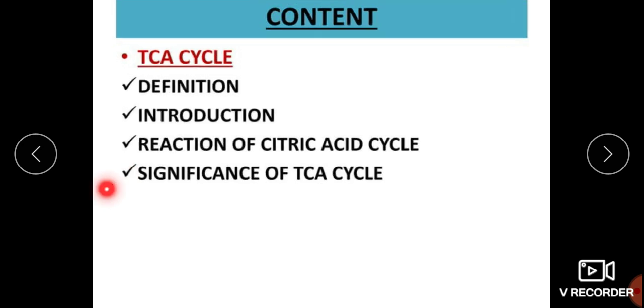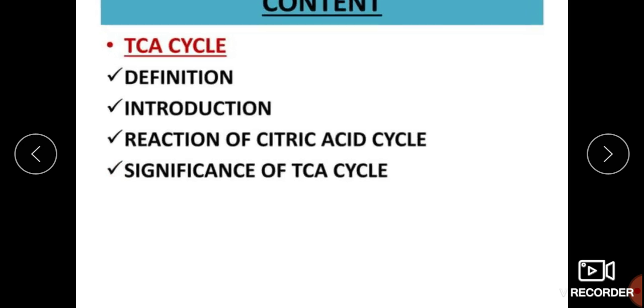In this lecture, we are going to discuss the TCA cycle, its definition, introduction, the reactions occurring in the TCA cycle, and the significance of the TCA cycle.